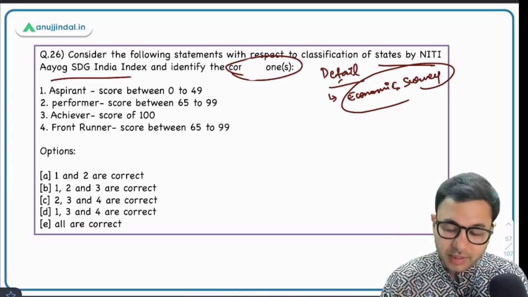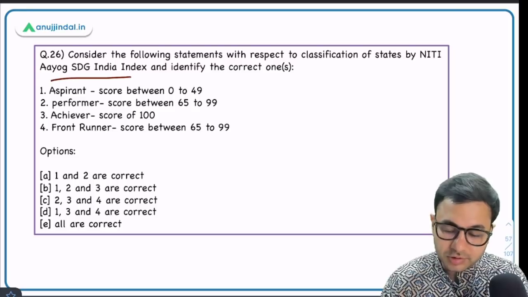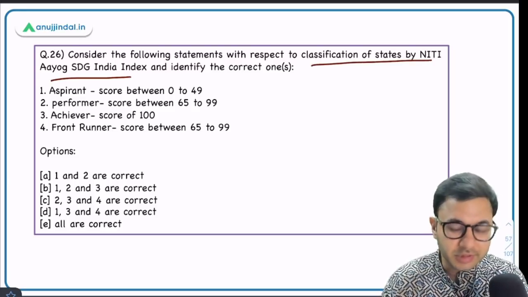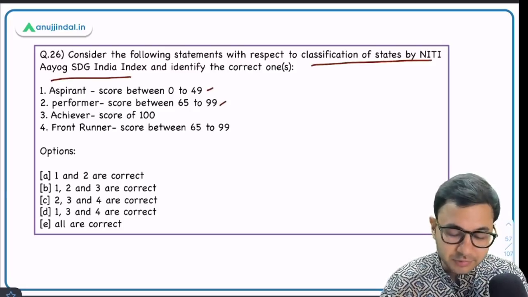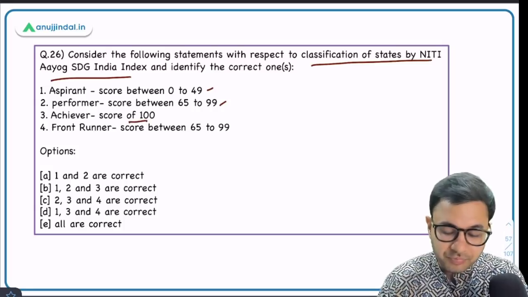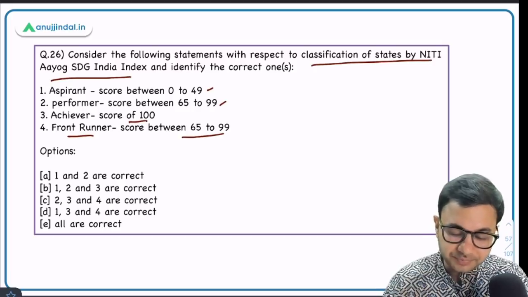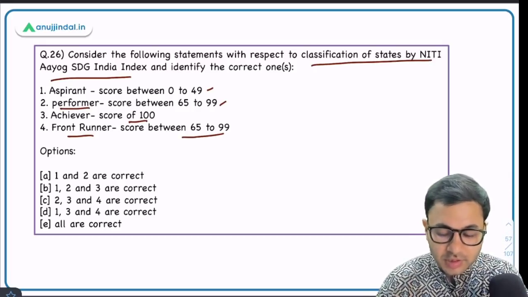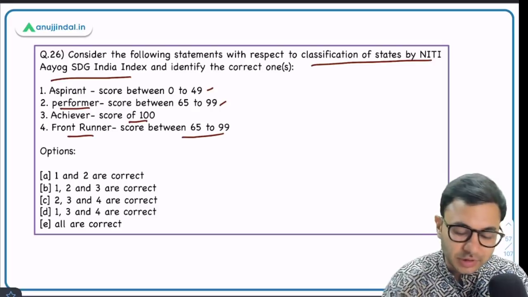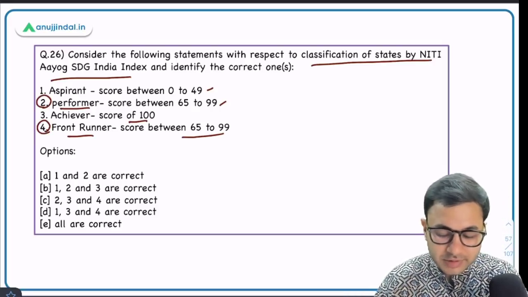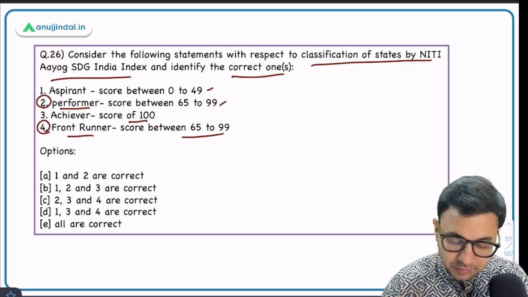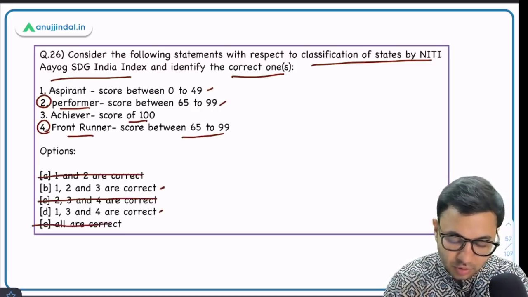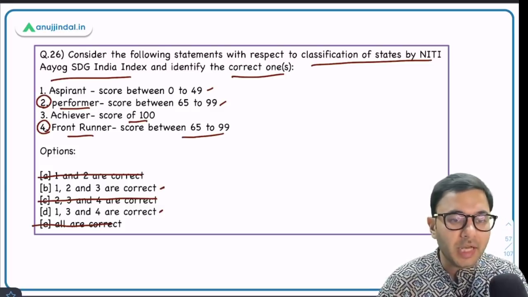The options are, coming back to the question, we have to identify the correct ones about classification of states by Niti Aayog SDG India Index. Aspirant is one who gets a score between 0 to 49, performer 65 to 99, achiever score of 100, front runner score between 65 to 99. अब यहाँ पे देखो performer और front runner दोनों 65 to 99 है, so it's a common sensical question. That's how you eliminate options. That means one of these is going to be incorrect. We have to identify the correct ones. So either it's going to be 1, 2, 3 or 1, 3, 4. We have 1, 2, 3 and 1, 3, 4, both of them. That means we can eliminate all the other options. So we are left with only B and D and it's going to be one of them.